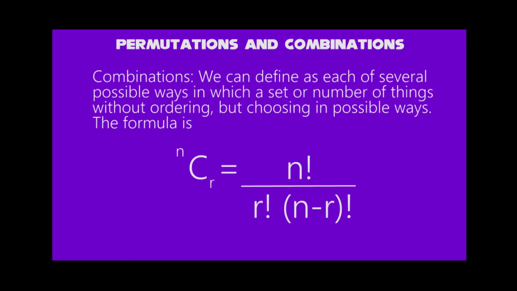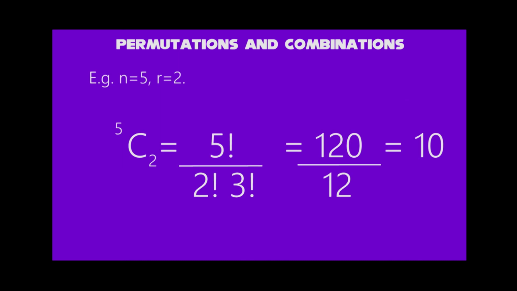Now we will learn about combinations. This is defined as each of several possible ways in which a set or number of things can be chosen without ordering them. The formula is nCr equals n factorial divided by r factorial times the entire n minus r factorial. No matter what kind of order you like. For example, take n equal to 5 and r equal to 2, we get 5 factorial divided by 2 factorial times 3 factorial. The answer is 10 ways, that is, 120 divided by 12.